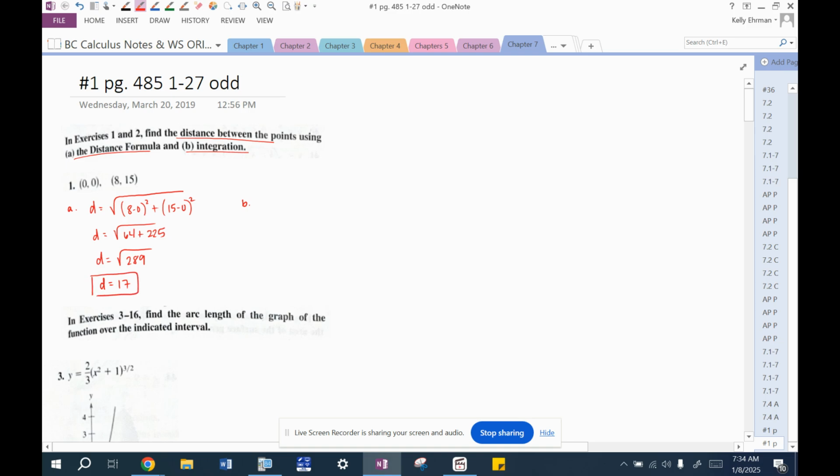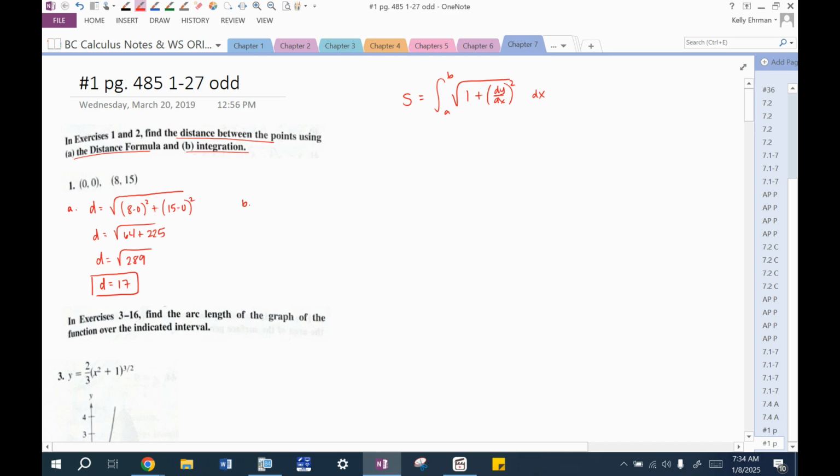But we did learn the arc length formula, right? So to use the arc length formula, remember arc length is the integral from a to b of the square root of 1 plus dy dx squared. And so we need to have a y so that we can have a dy dx. So I needed an equation of a line that passes between these 2 points.